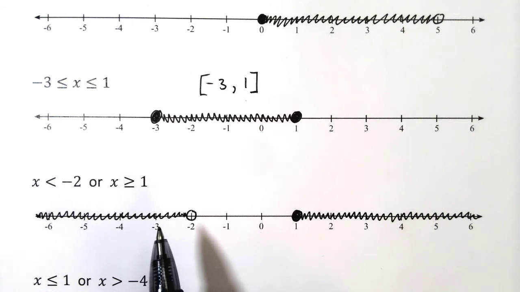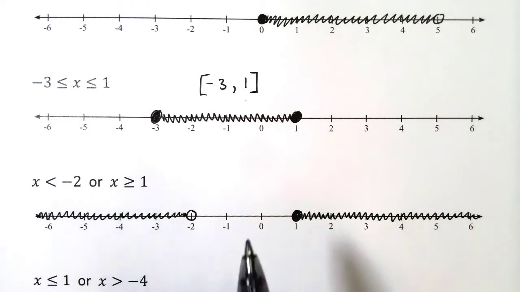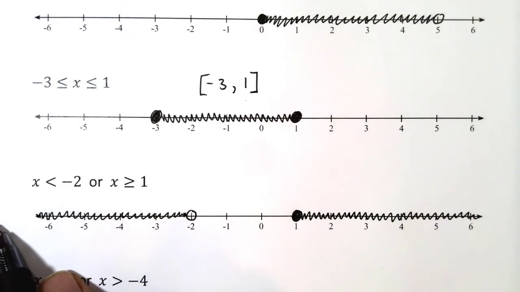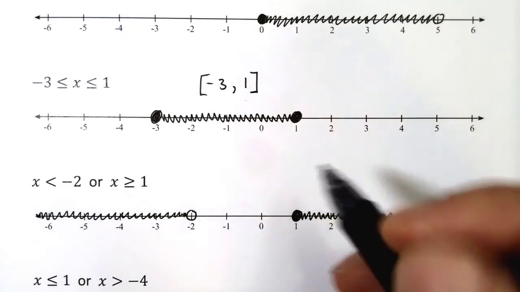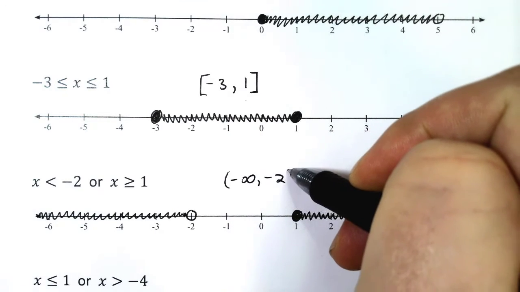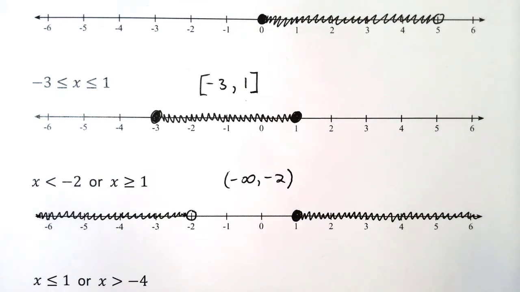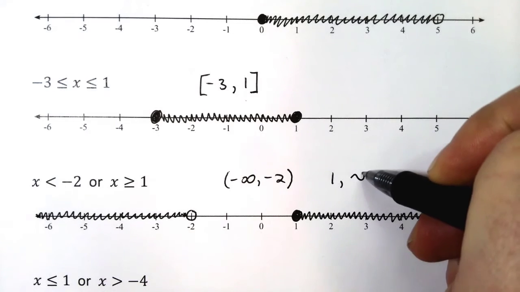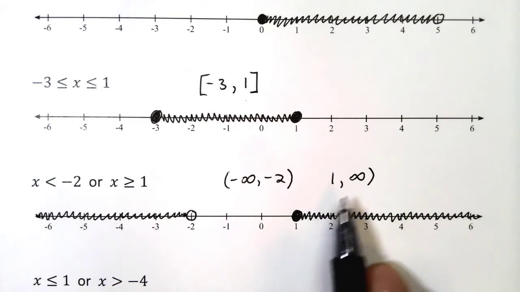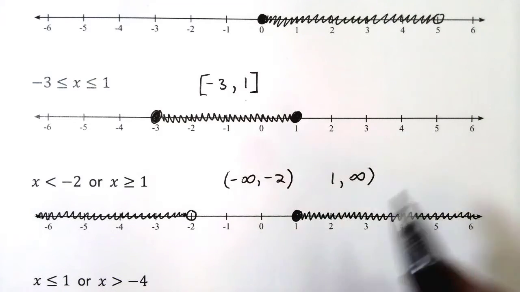Now, how do I write this as intervals? Well, x is less than negative 2. That's this interval over here. It goes from negative infinity all the way up to negative 2. It cannot equal negative 2, so I use a round parenthesis. Now, what about this one? Well, it goes from 1 to infinity. You can never equal infinity, so we use a round parenthesis here, but it can equal 1, so we use a square bracket here.